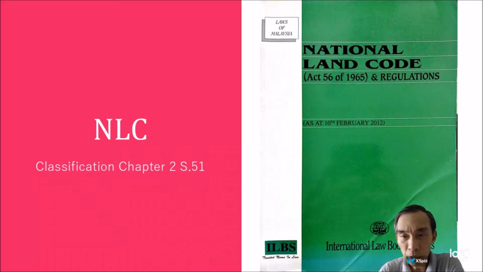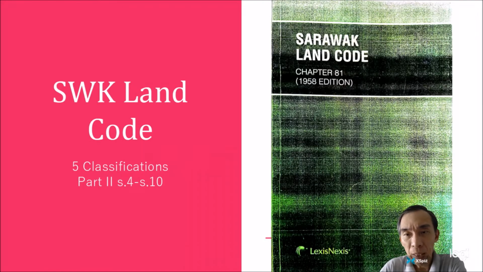So this is the National Land Code. I purchased it around 2013, when I was studying for the exam. The Sarawak Land Code, I refer to this 1958 edition. Of course, there is no reprint for the Sarawak one. A lot of it is in digital format. The part I am drawing your attention to is that there are 5 classifications for the Sarawak Land Code, but there is no such classification in the National Land Code, as we go into later.